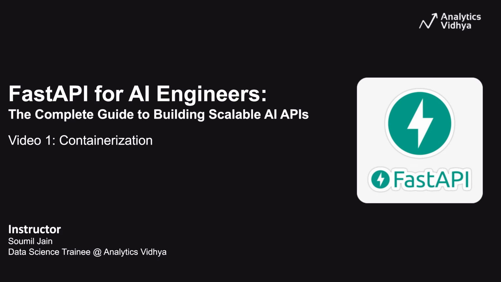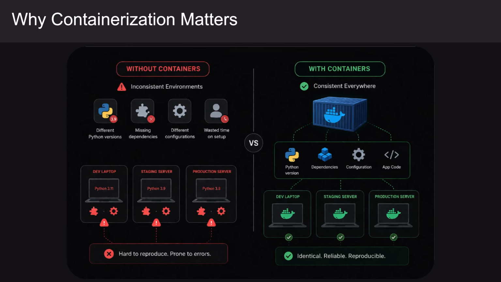Look at the left panel. 3 machines, 3 different Python versions. 3.11 on the dev laptop, 3.9 on staging, 3.8 on production. Different dependencies, different configs. Result at the bottom: hard to reproduce, prone to errors.